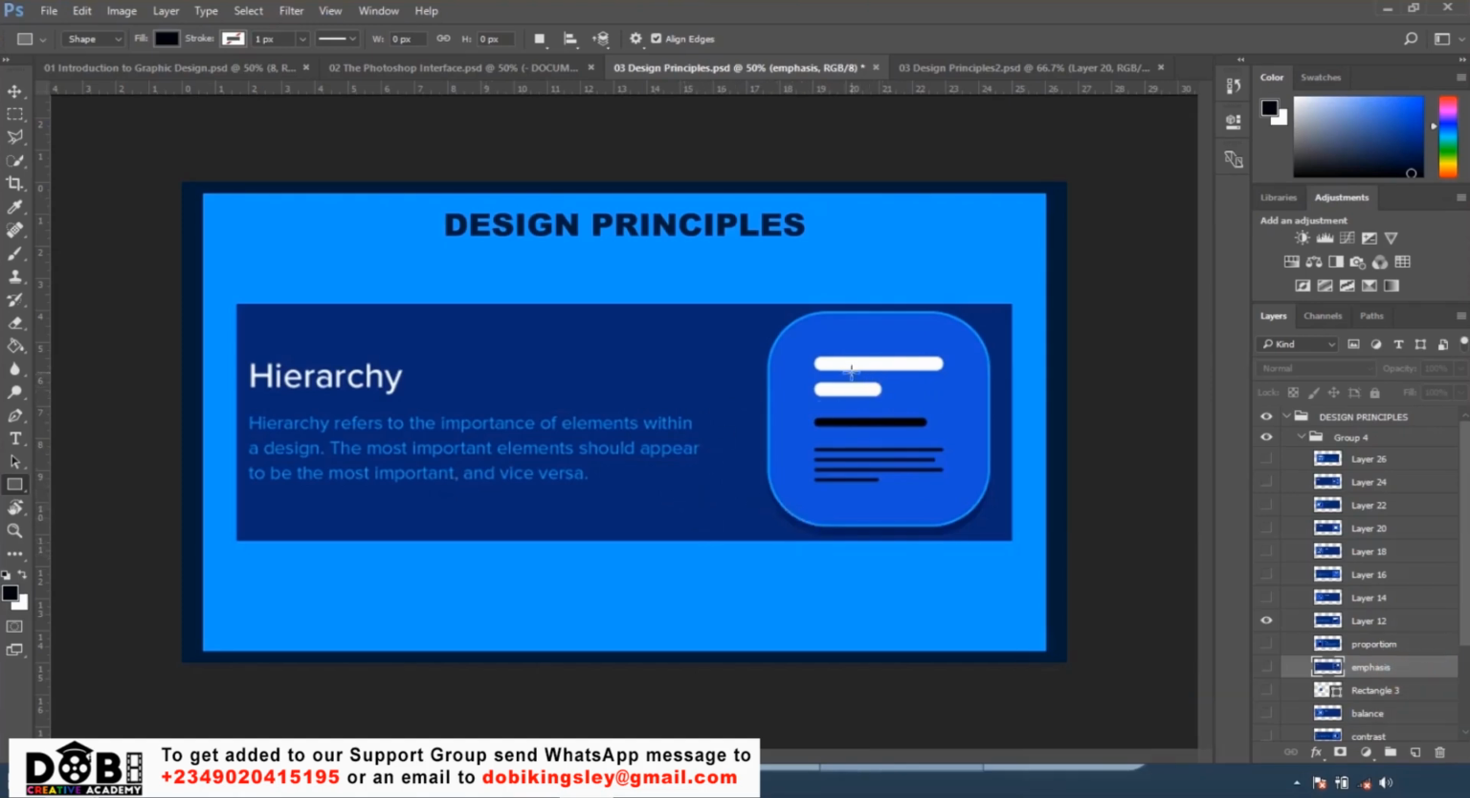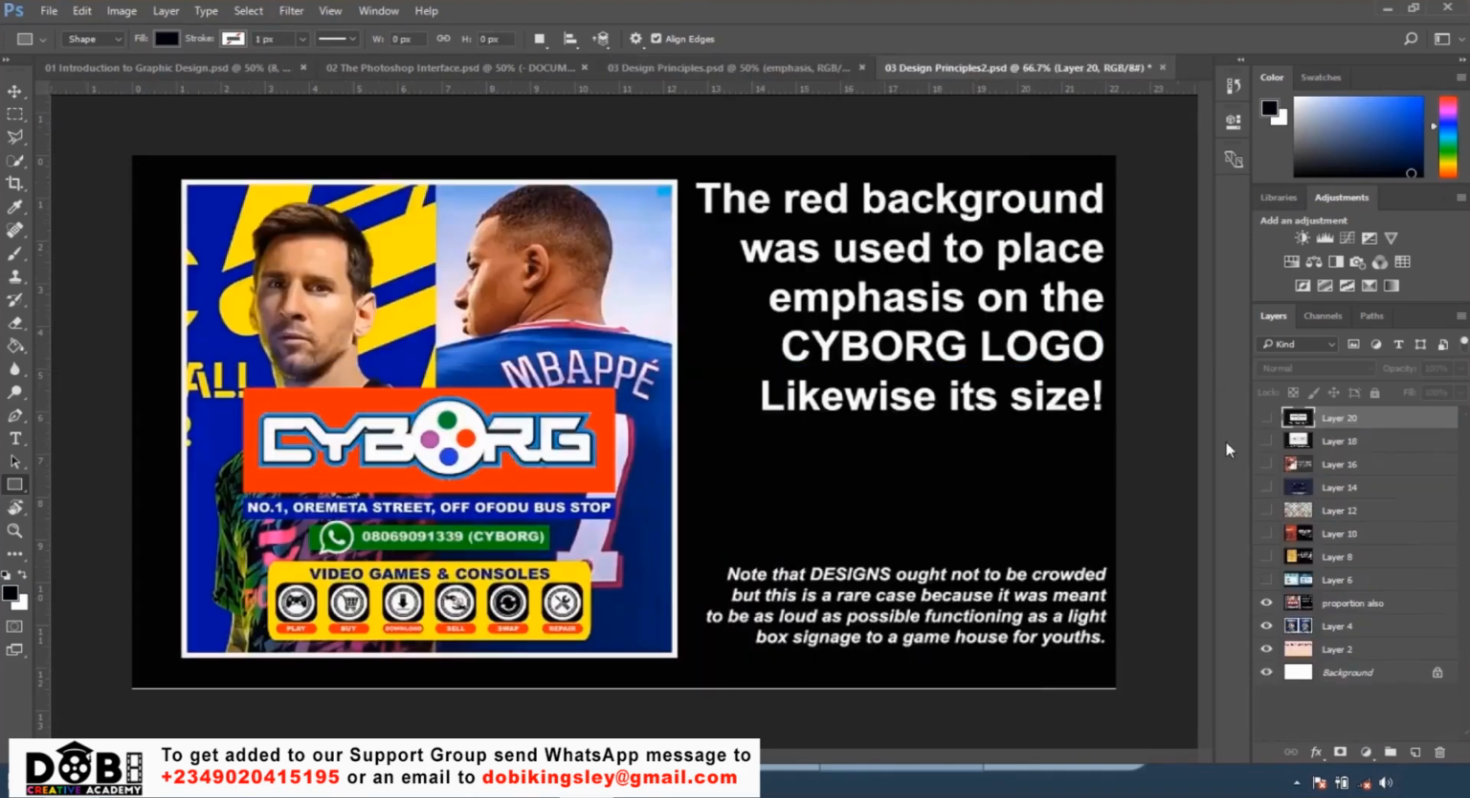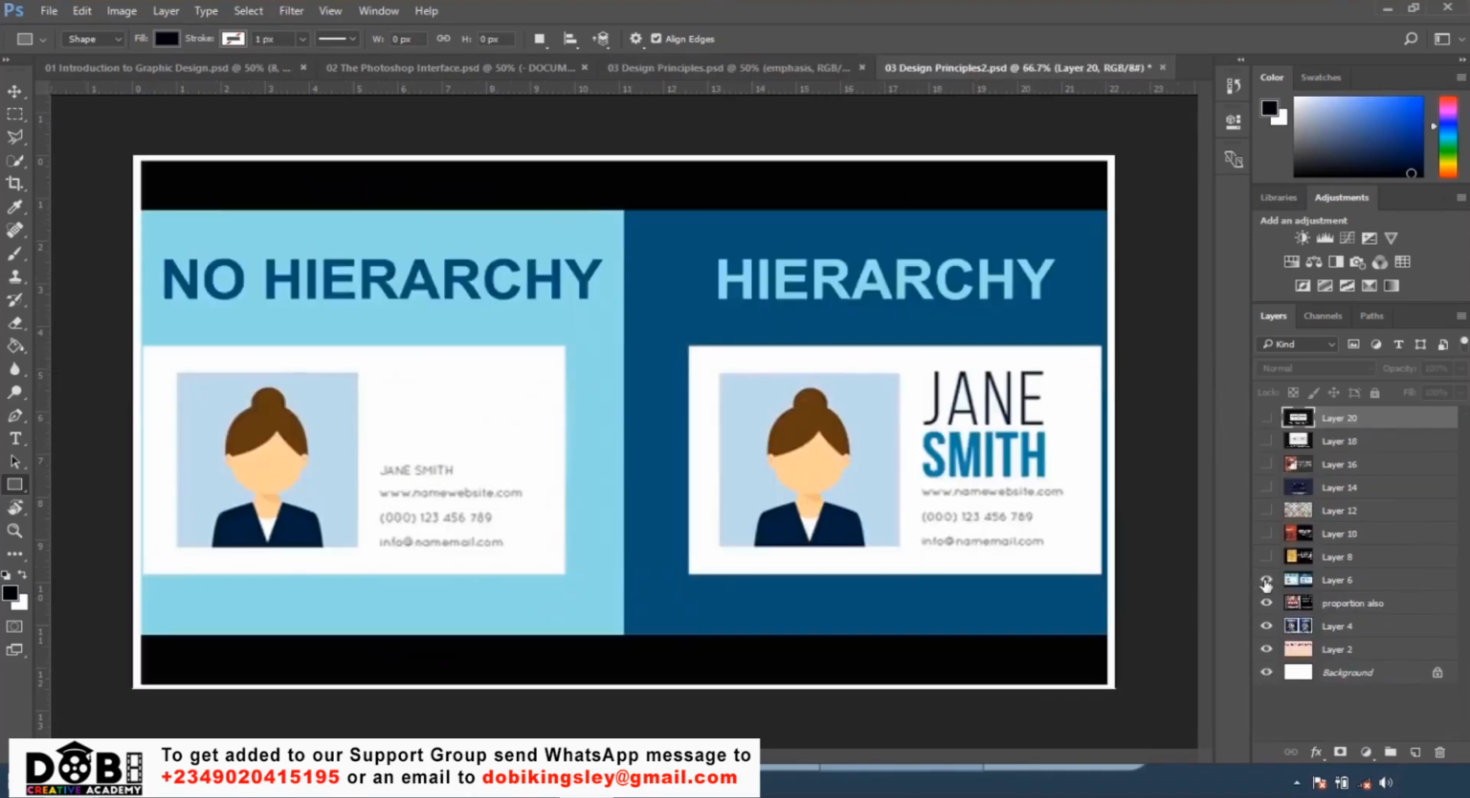So you can see here, most times you want the most important to be as large and as legible as possible, and the next important to be a little bit reduced in size, and then all the way down to the least important. Okay, so that's it about hierarchy. I hope you understand that. Let's just look at something here.